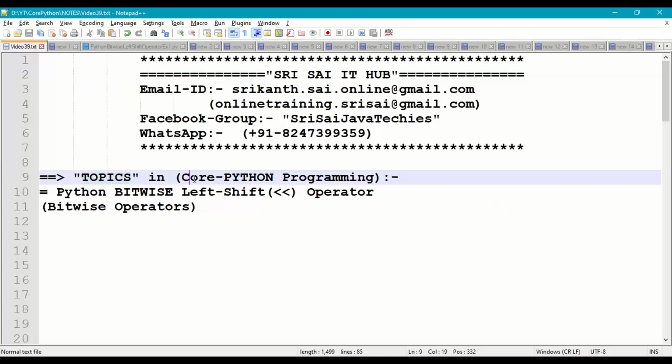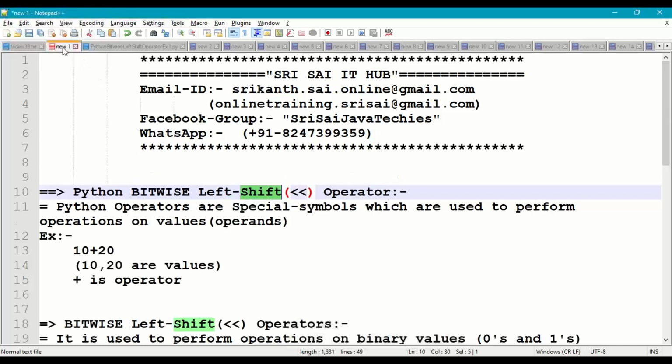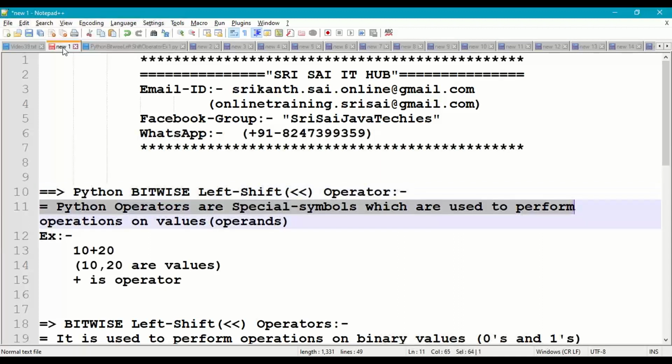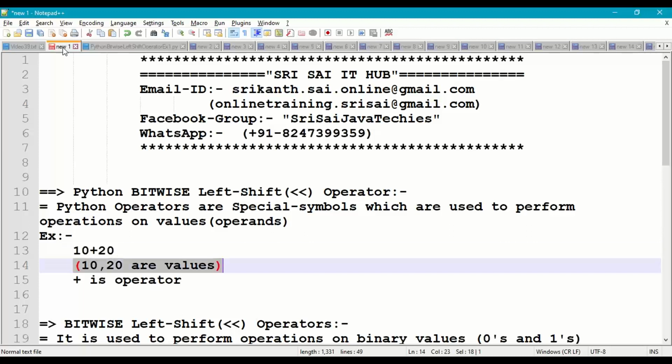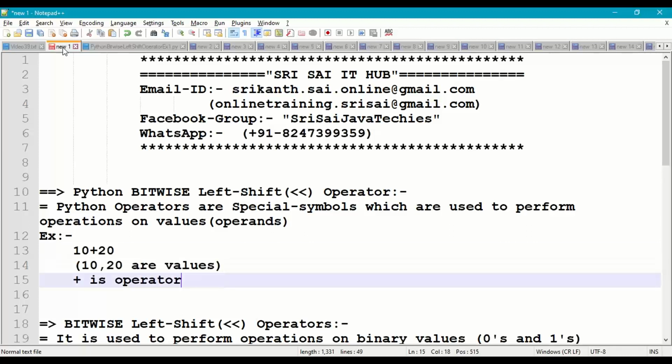In this video of core Python programming, we are going to discuss the following topic: Bitwise left shift operator in bitwise operators. So first of all, what are operators in Python? Operators are special symbols which are used to perform some operations on values. For example, 10 plus 20. Here 10 and 20 are values and plus is the operator.